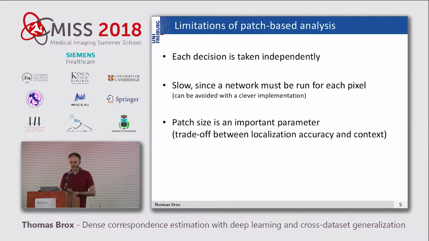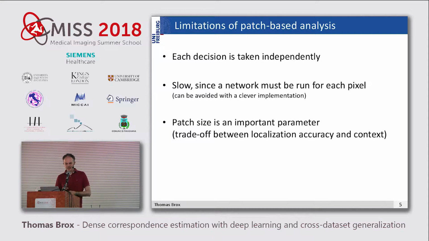The second problem is that this whole thing is rather slow, because you have to run a full network for each of these patches, and since you have many patches, as many as you have pixels in the image, you have to run many networks at test time to actually produce the full semantic map. I must say this can be avoided if you use a clever implementation. If you do it naively, then it's very slow, but you can speed it up by reusing computations from the previous patches, and then actually this drawback goes away.